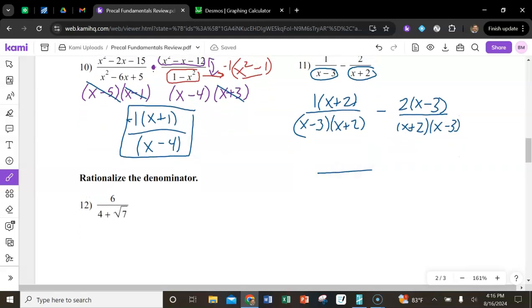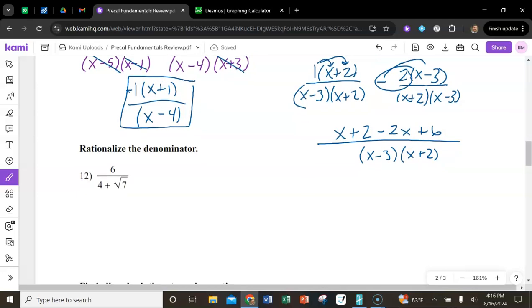Once you have a common denominator, when you subtract fractions, that denominator stays the same. So x minus 3 times x plus 2, I'm going to leave that as is. And I'm going to simplify the top here. So we've got 1x, if I distribute this 1x plus 2. We'll just call it x plus 2. Distribute this negative 2 here, and that would give me minus 2x plus 6. And then the last step there would be to combine like terms on top, which would be negative x plus 8. And then I could keep the bottom the same, x minus 3 times x plus 2.